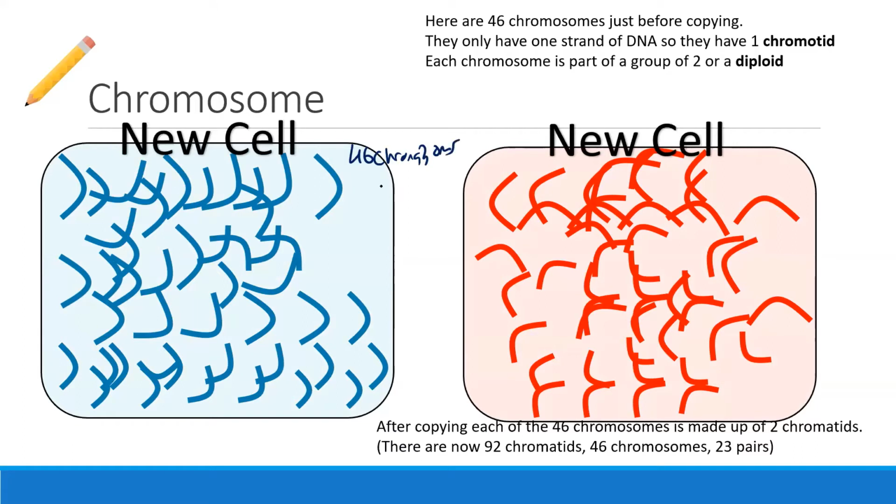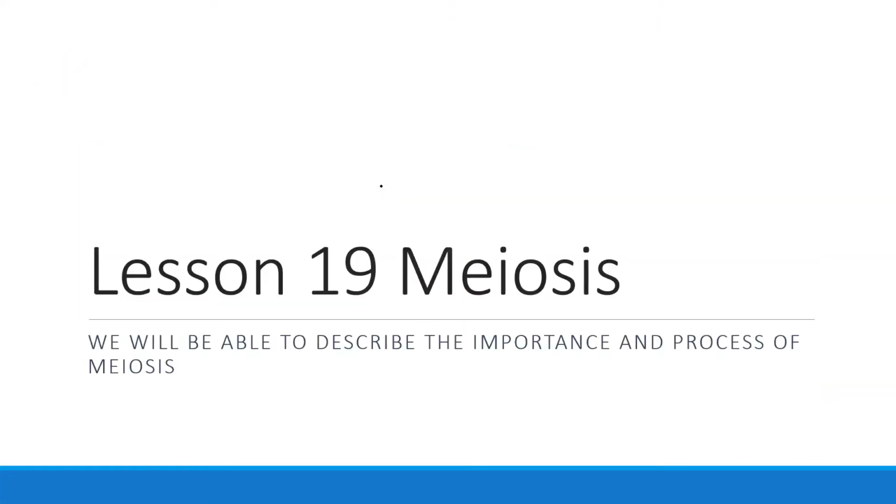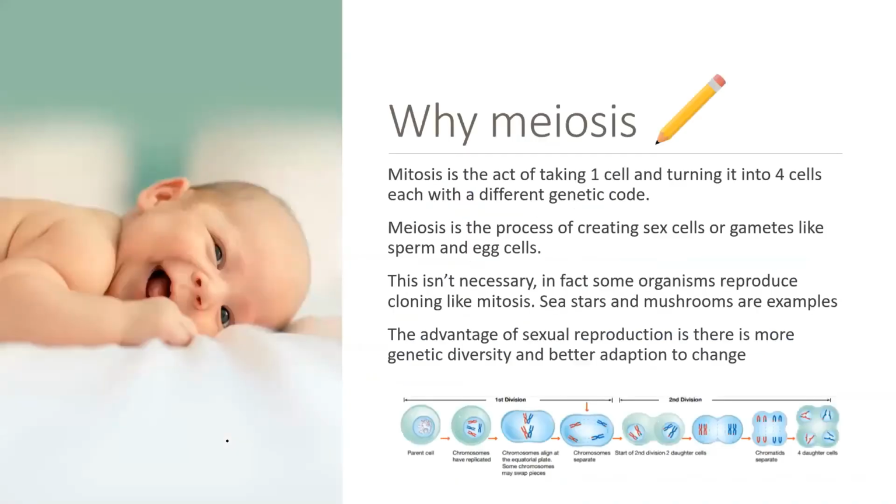And therefore, it's everything standing. So what's the difference between mitosis and meiosis? Well, meiosis is all about getting away from that idea of chromosomes. This is new stuff. Mitosis is the act of taking one cell and turning it into 4 cells. So instead of one cell becoming 2 cells, this is one cell becoming 4 cells.